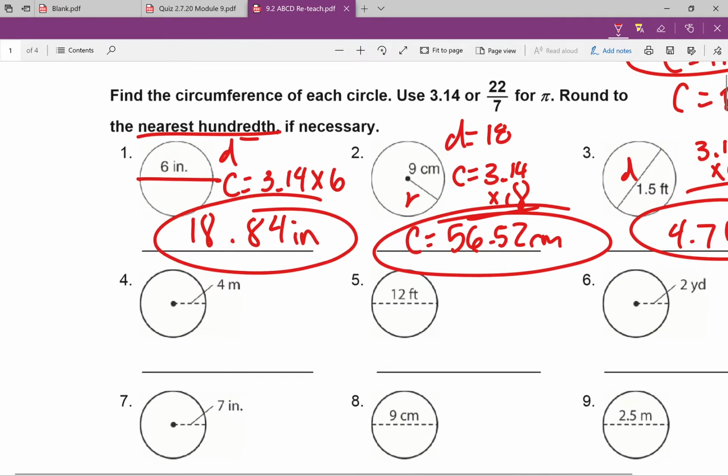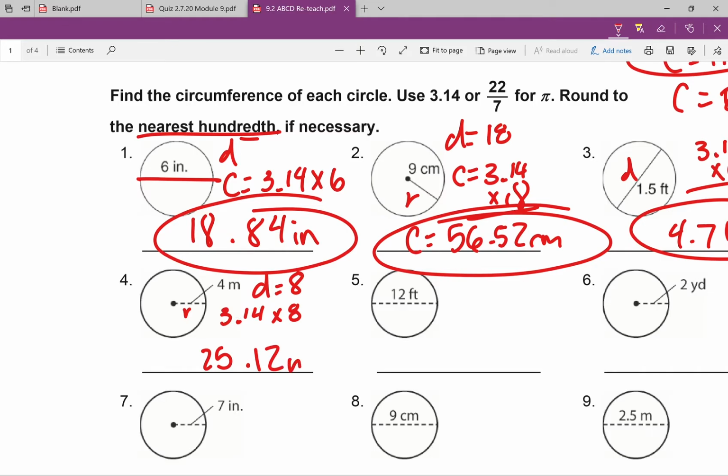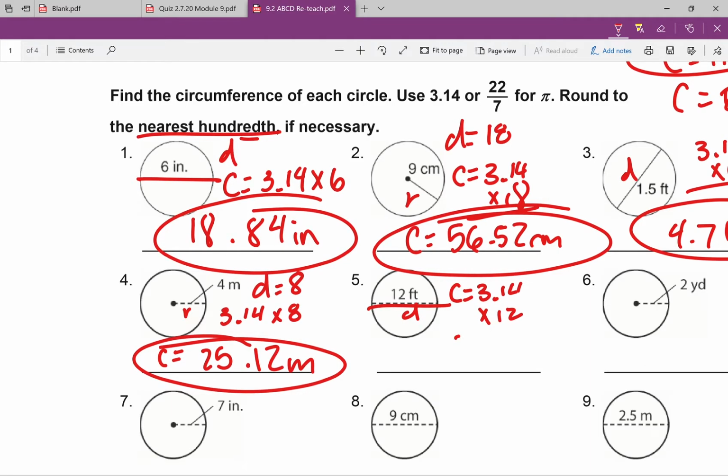Next one, that's the radius, so my diameter is double that, so it's 3.14 times 8. 3.14 times 8 gives you 25.12, and these are meters. This is the circumference. That's my answer. Next one, I already have the diameter, so I don't need to modify that. So it's C equals 3.14 times 12. When I multiply those two, I get 37.68, and these are feet.